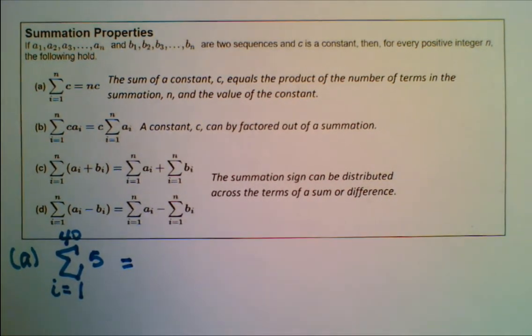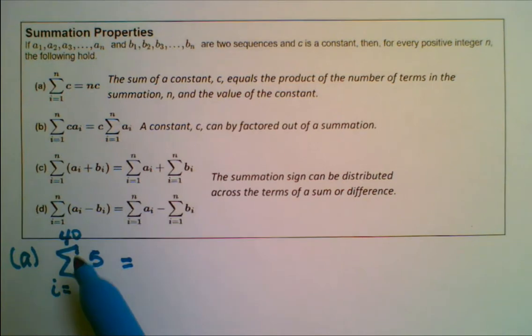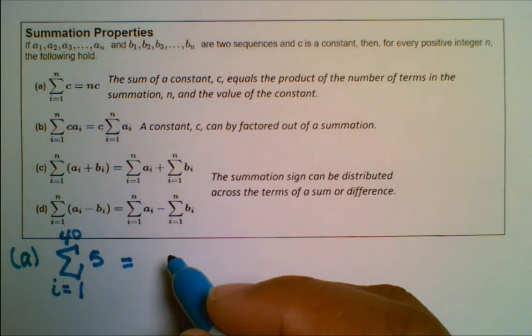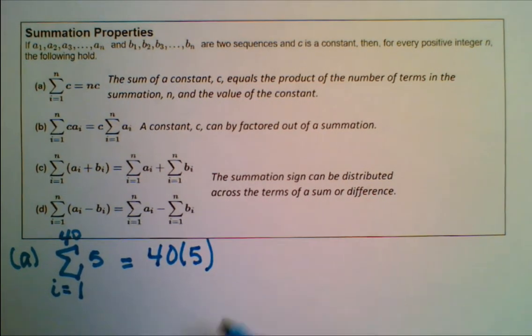So the 5 is our constant. What we're going to do is take the constant C, which is 5, and multiply it by the number of terms n, which is 40. So you're saying here 40 times 5. This is the first property, where we multiply that constant by the product of the number of terms in the summation, which is called n. So we're multiplying those together.